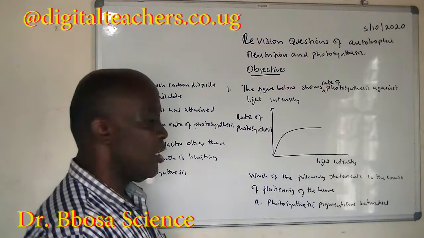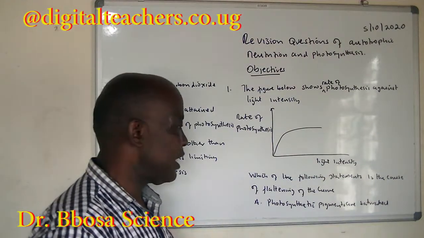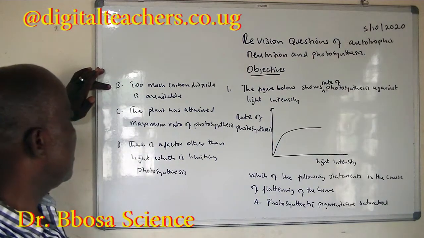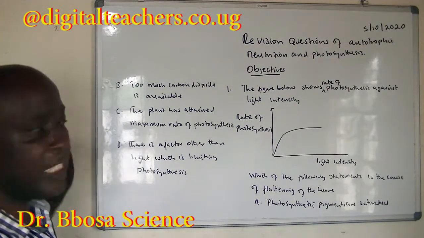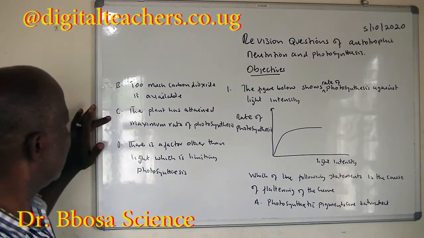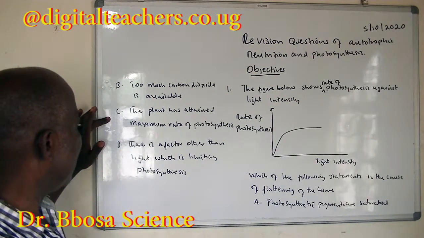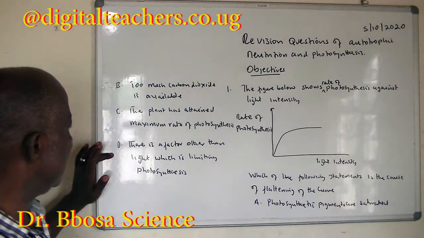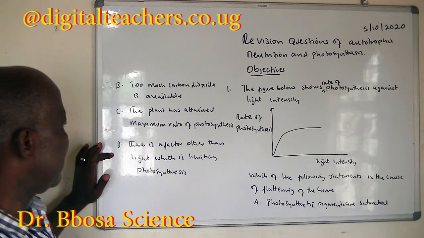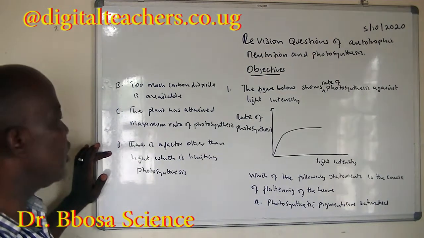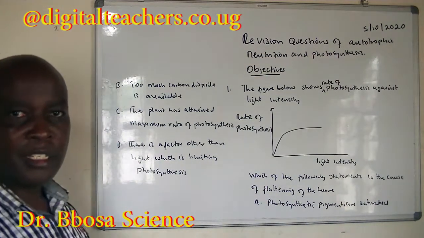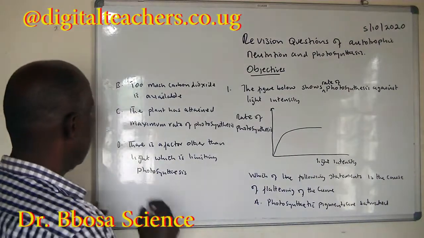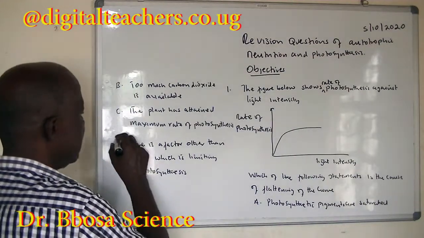A. Photosynthetic pigment is saturated. B. Too much carbon dioxide is available. C. Plant has attained maximum rate of photosynthesis. D. There is a factor other than light which is limiting photosynthesis. So the answer is D.